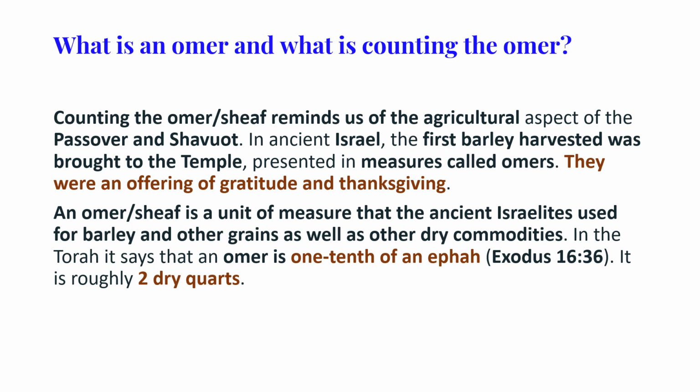That is correct. A sheaf is a unit of measure that the ancient Israelites used for barley and other grains as well as other dry commodities. You see, this word omer is interchangeable with the word sheaf, and the omer is a measurement, and the sheaf is the grain that you wave before Yahuwah. In the Torah, it says that an omer is 1/10 of an ephah, Exodus 16:36. It is roughly 2 dry quarts. Okay, now we know what it is.